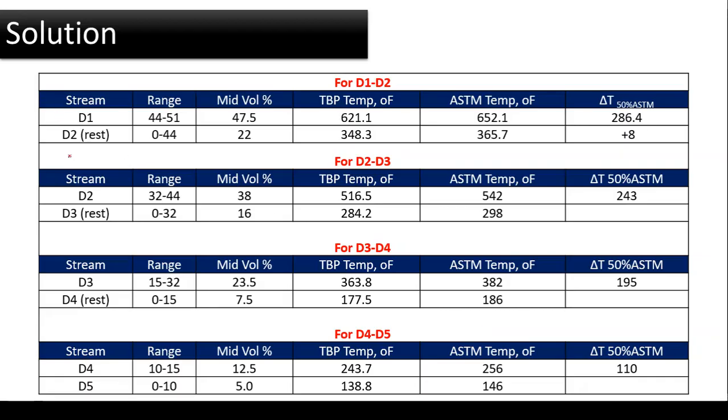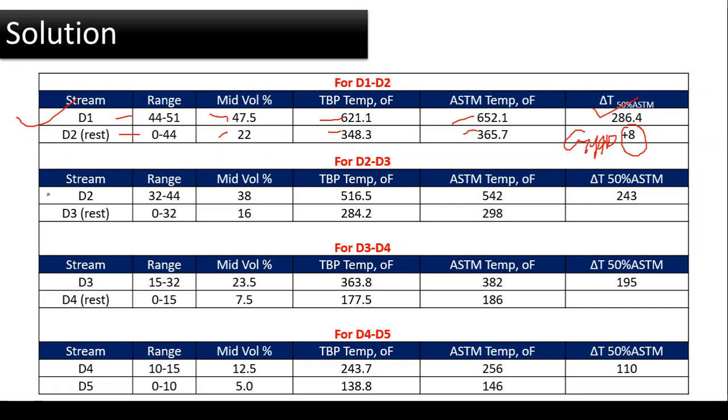So this is all about it. Finally, you can go for all the calculations. I have calculated this one: D1 is given here, D2, that is the rest, is given here, then mid volume percent, then TBP temperature, then ASTM temperature, then delta T, and this is the gap value. So the gap value has been calculated.